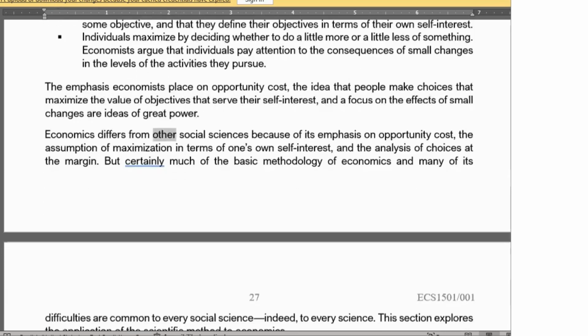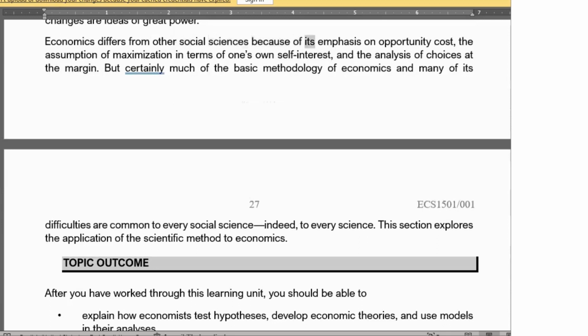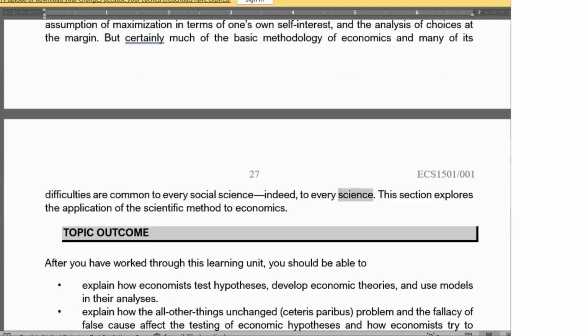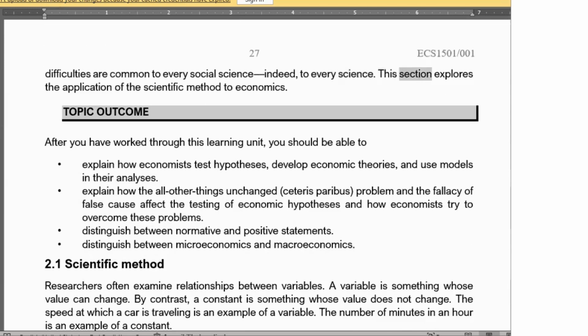Economics differs from other social sciences because of its emphasis on opportunity cost, the assumption of maximization in terms of one's own self-interest, and the analysis of choices at the margin. But certainly much of the basic methodology of economics and many of its difficulties are common to every social science, indeed, to every science. This section explores the application of the scientific method to economics.